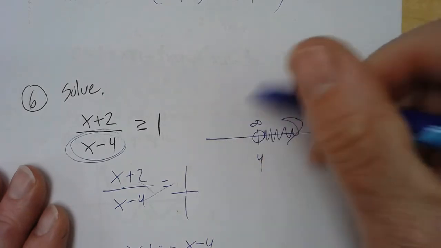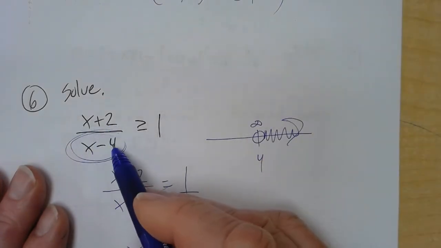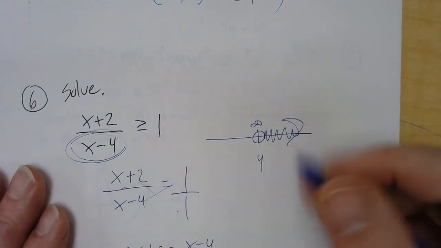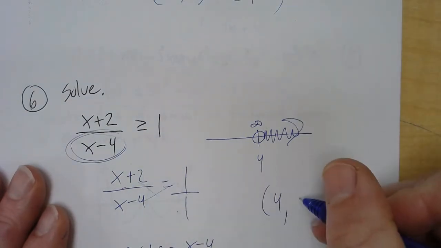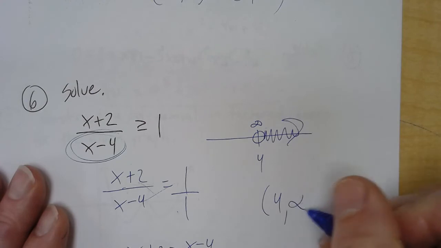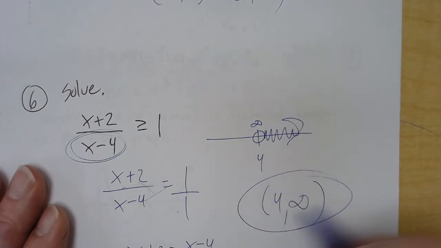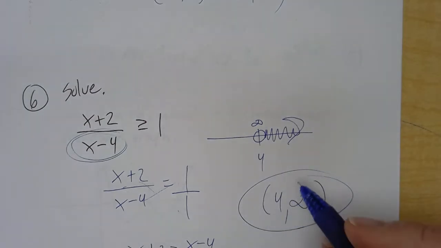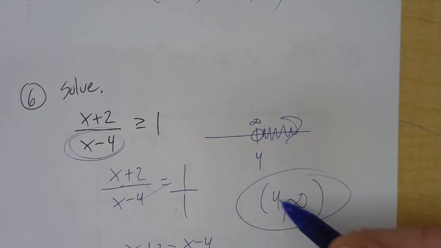But it doesn't work on this side because if I put 0, I get 2 over -4, which is a negative number. So it's greater than 4, because it can't be 4, so it's greater than 4. So I use parentheses, 4 to infinity.